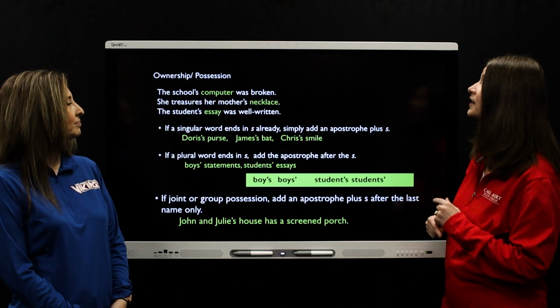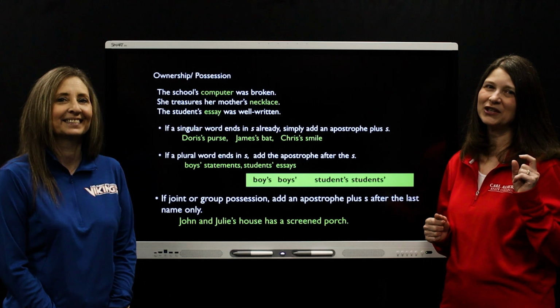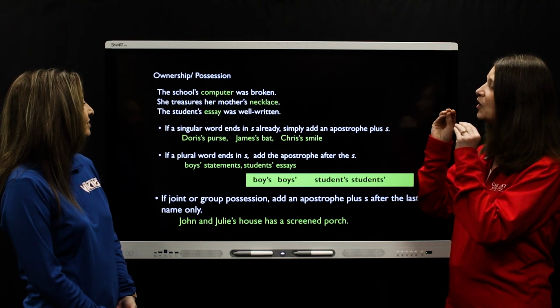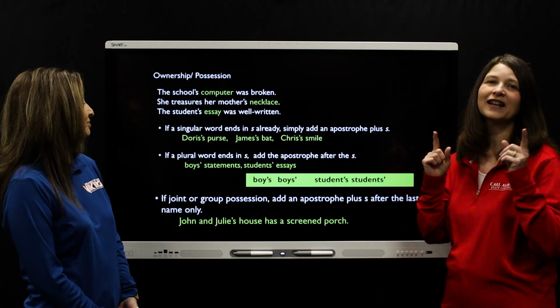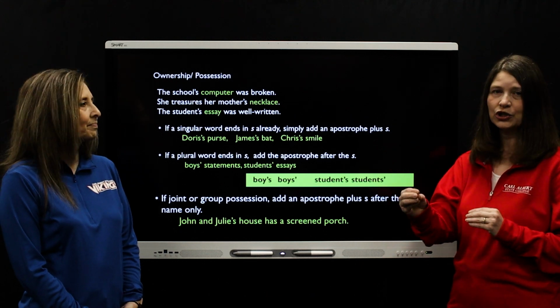She treasures her mother's necklace. Does the mother own the necklace? Yes, she does. Then she gets an apostrophe too. How about this? The student's essay was well written. Does the essay belong to the student? Yes. Then an apostrophe is needed. So we use that apostrophe to show ownership.